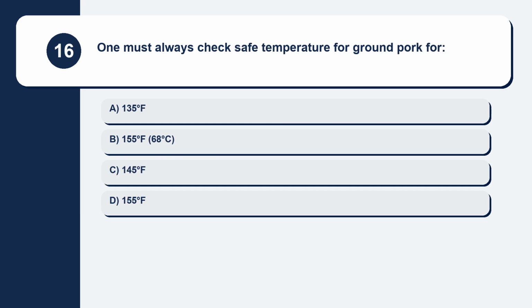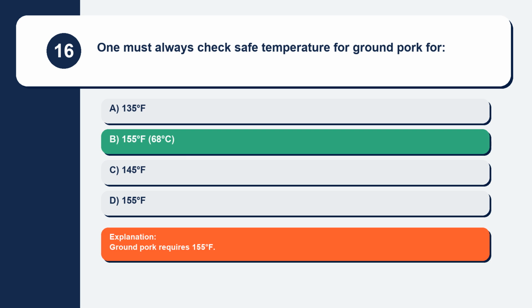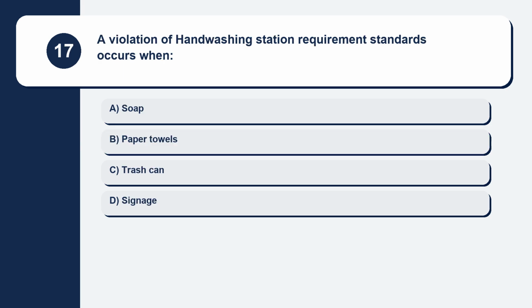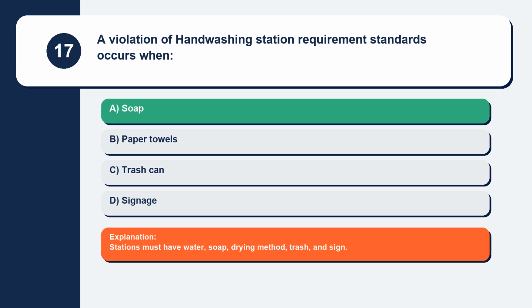Question 16. One must always check safe temperature for ground pork for 135 degrees Fahrenheit, 155 degrees Fahrenheit, 68 degrees Celsius, 145 degrees Fahrenheit, 155 degrees Fahrenheit. Ground pork requires 155 degrees Fahrenheit. Question 17. A violation of handwashing station requirement standards occurs when soap, paper towels, trash can, signage. Stations must have water, soap, drying method, trash, and sign.